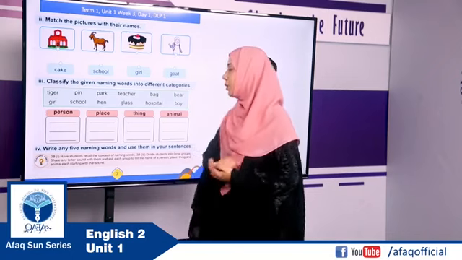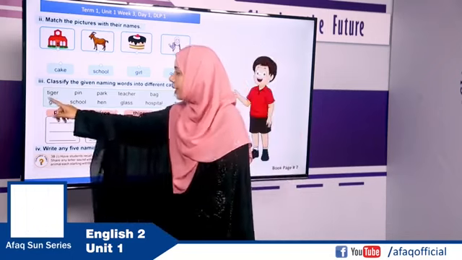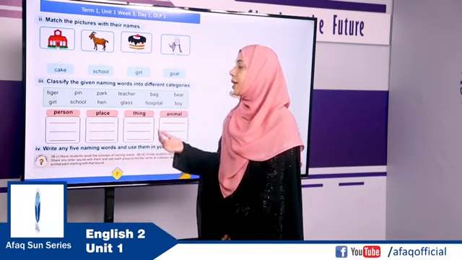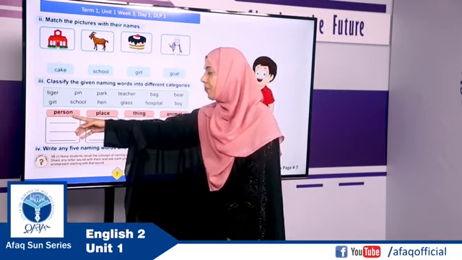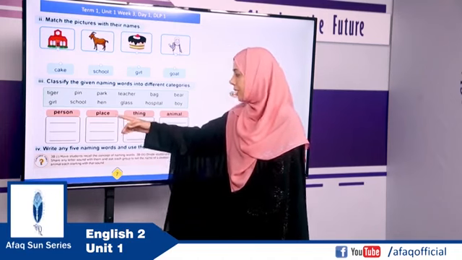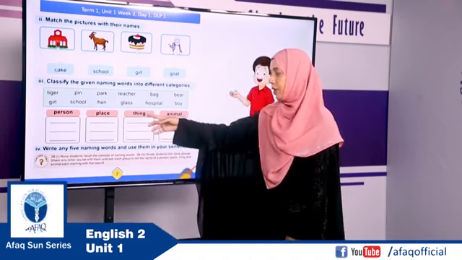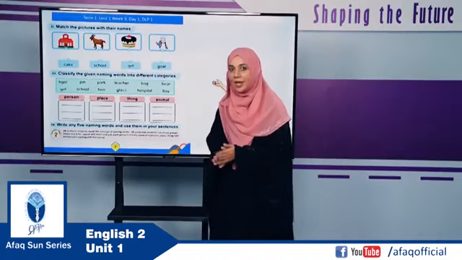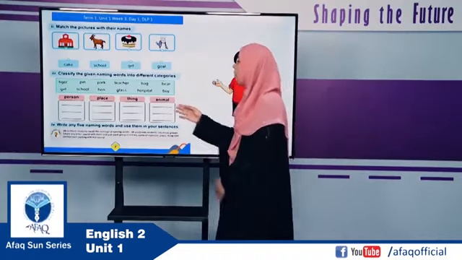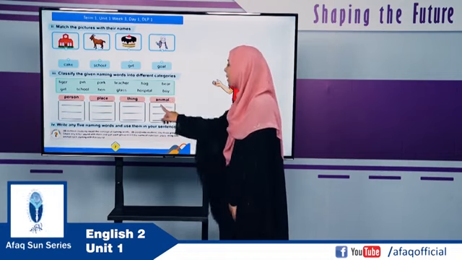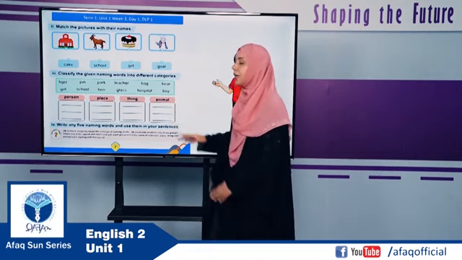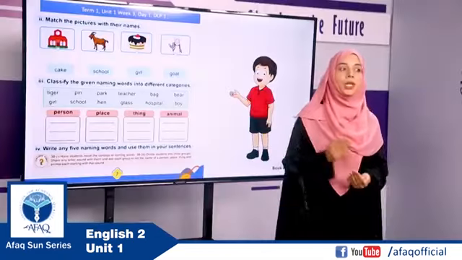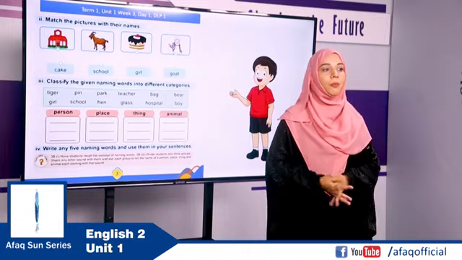Let's do the first one together. The first word is tiger. Can you tell me what is tiger? Is it a naming word for person, or a naming word for place, or a naming word for things, or a naming word for animals? Yes, this is the name of an animal. So we will write tiger over here. In the same way, you have to complete this activity. So pause this video, complete this activity and then come back.